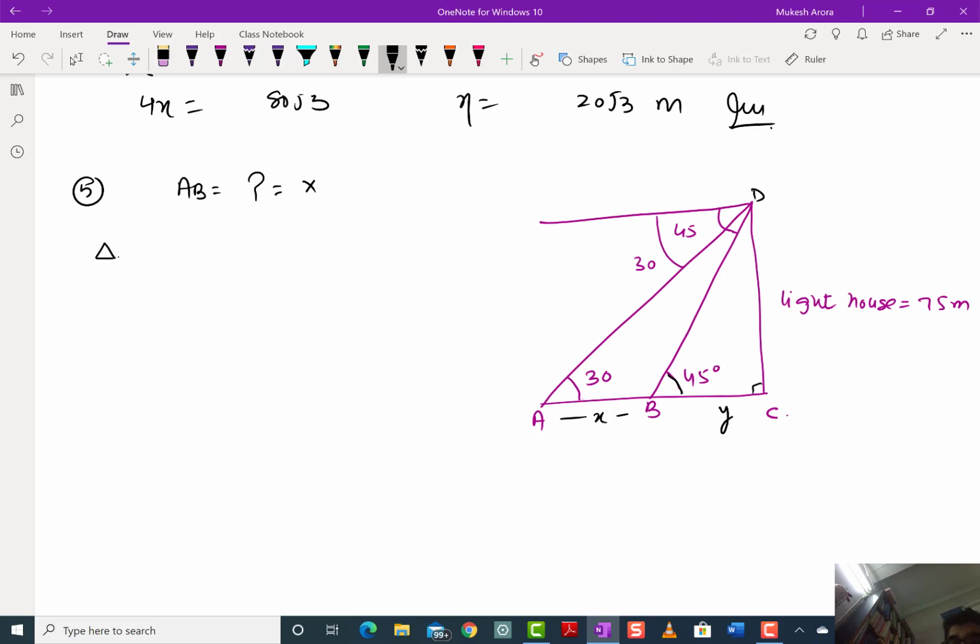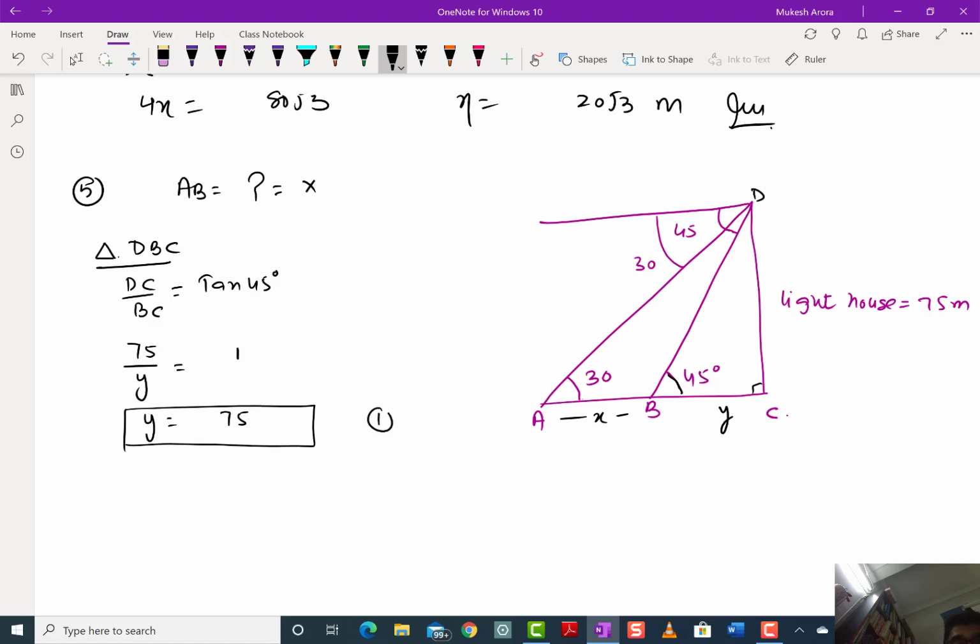We have two right angle triangles. First is DBC: DC upon BC is equal to tangent 45. DC is 75 by BC, y is equal to 1. Therefore y is equal to 75. This is 1.